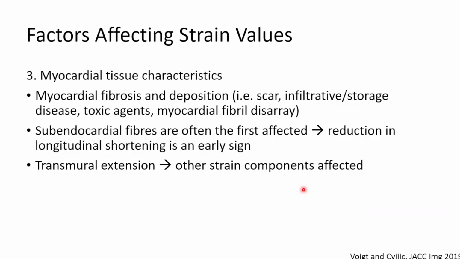And one thing that I mentioned earlier is that the subendocardial fibers are typically the first things that are affected, because they are predominantly involved in longitudinal shortening. This is one of the reasons why longitudinal shortening can be an early sign of myocardial dysfunction that is not necessarily seen by LV ejection fraction. And this has been one of the cornerstones of why strain is so helpful.